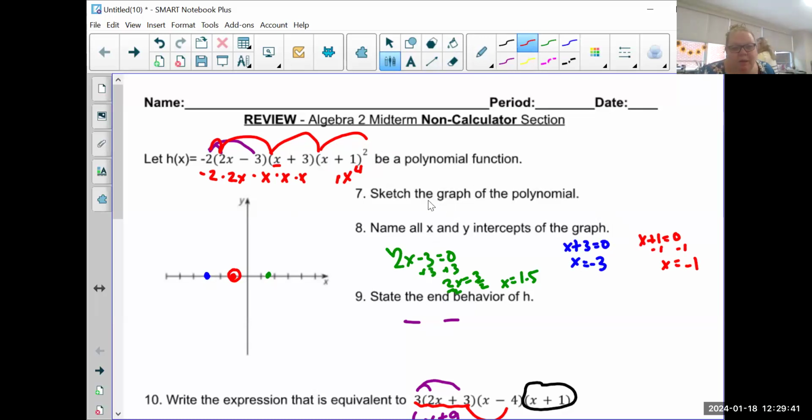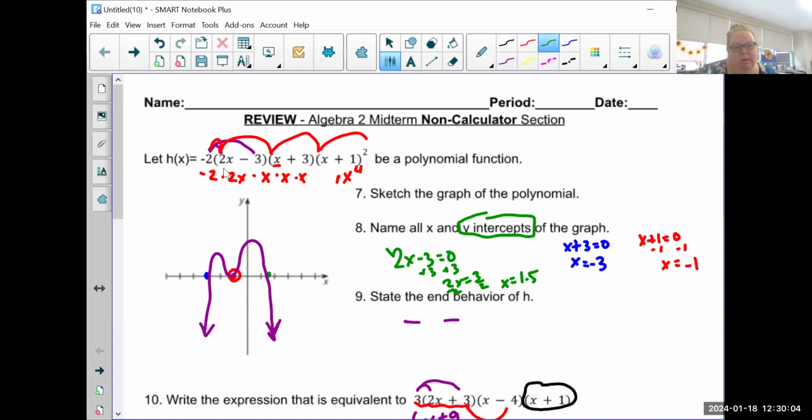So, I'm going to graph it. It's going to start negative, negative. And when I get to this red one, where I have a multiplicity of 2, I'm going to make it bounce. So I'm going to go up through this one, make it bounce through this one, and then make it come back down through the green one. So that's negative, negative. And then the last thing I need to do is a y-intercept.